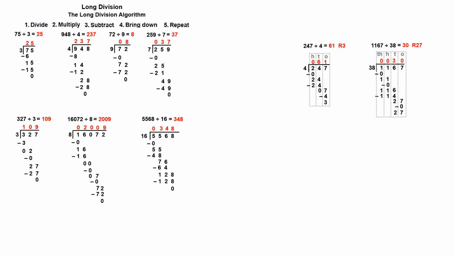When we are given a long division with a remainder, we can use the long division process to work out the answer to a number of decimal places. Let's see how it works.